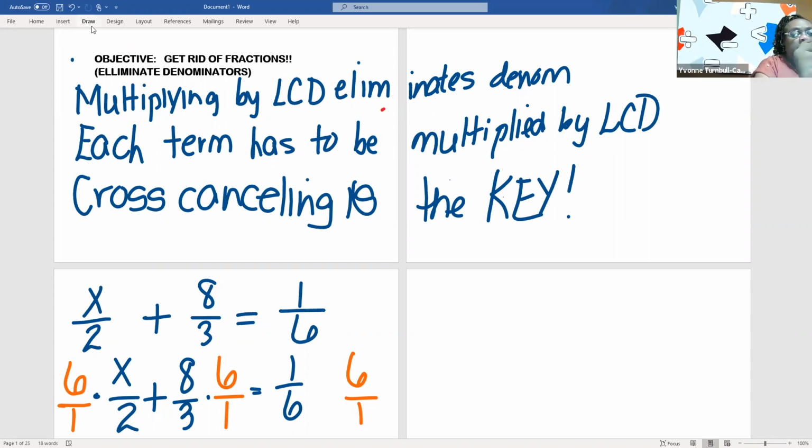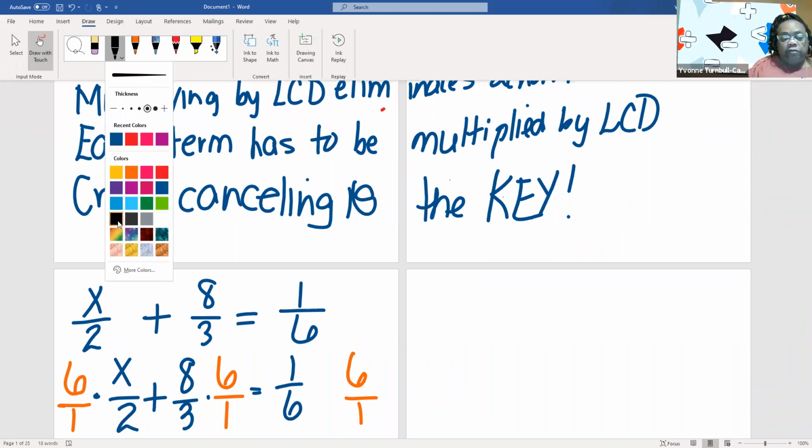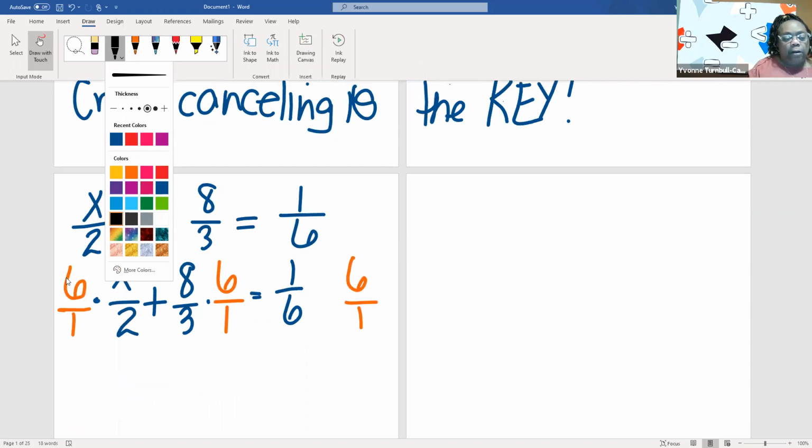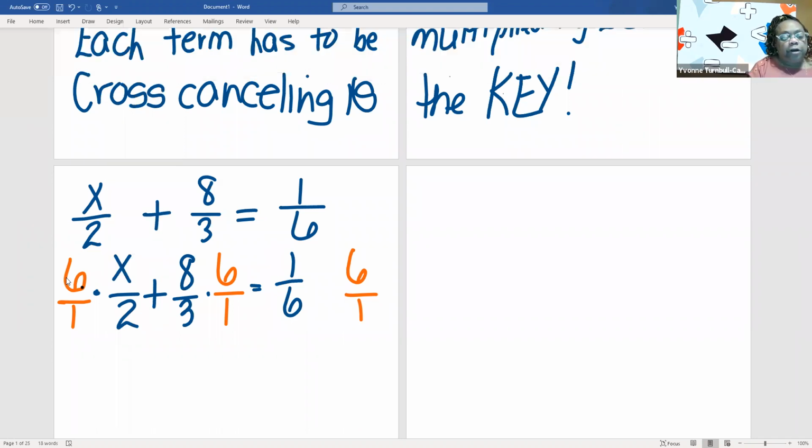All right, let's cross cancel. Let me move the screen up just a tad. There are 3 terms, so there are 3 different sets of problems where we have to do some canceling and crossing out. We know 2 goes into itself once, and it goes into 6 3 times.